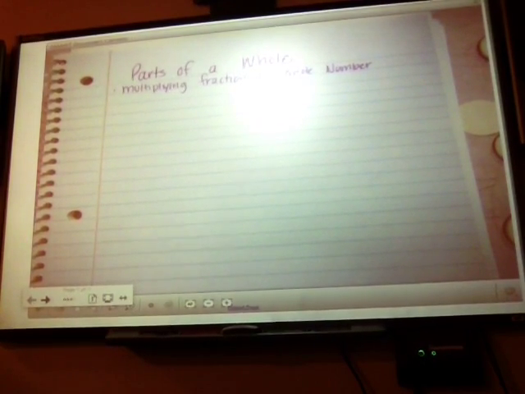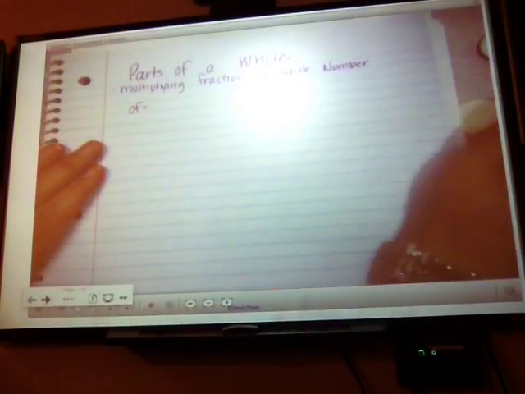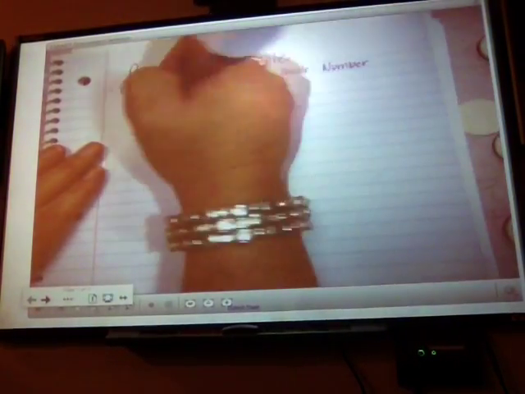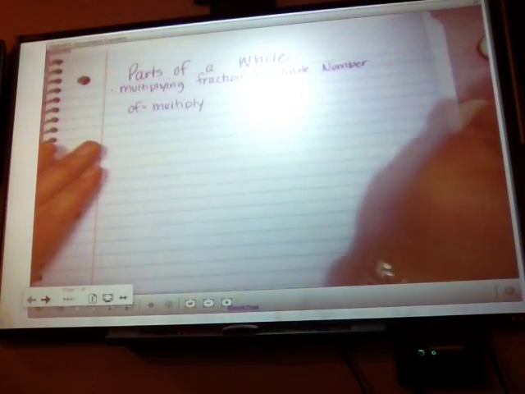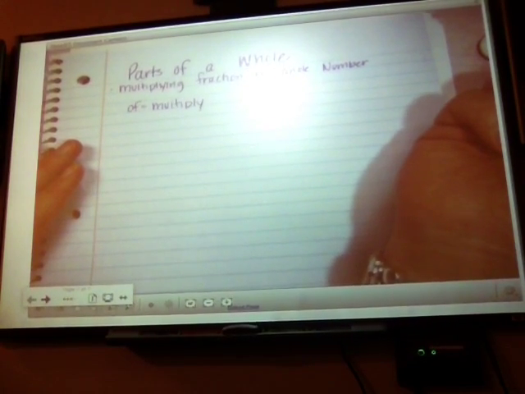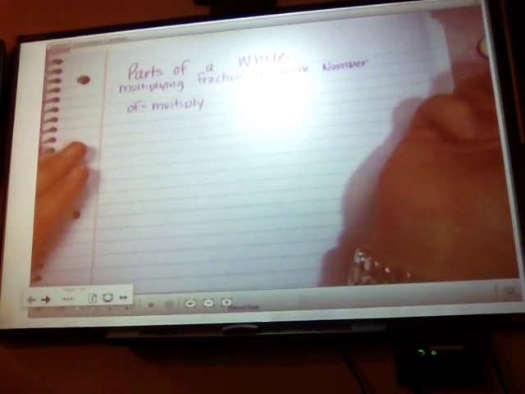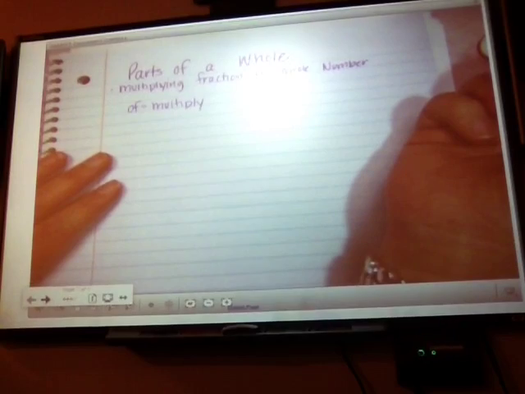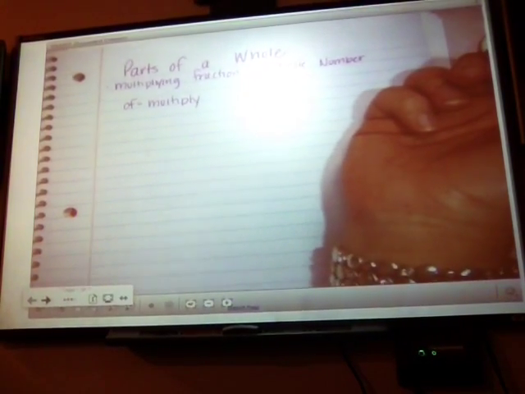Okay, so some of the words, we've always talked about this. The word of means what? Multiply. Good job. When it says fraction, do you mean like in the proper fraction? You're going to find out in a minute. So please remember the word of is multiply. Just never going to change.